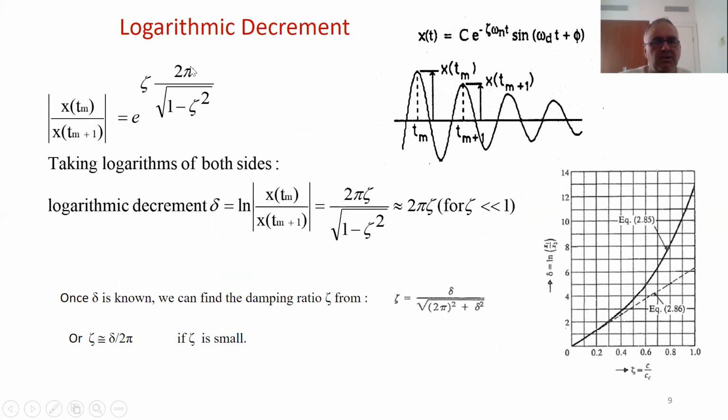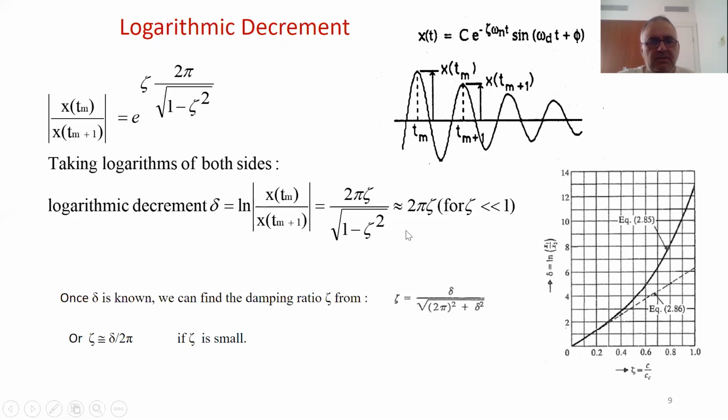So this is the term we had in the previous slide. We take the natural logarithm of both sides, of this side and of that side. An e to the something term, just e to the something, cancels with ln. And the ln of x of Tm over x of Tm plus 1 is called the logarithmic decrement. The logarithmic decrement is defined as the natural logarithm of one peak divided by the next peak of the response. This peak divided by this peak, and you take the ln.